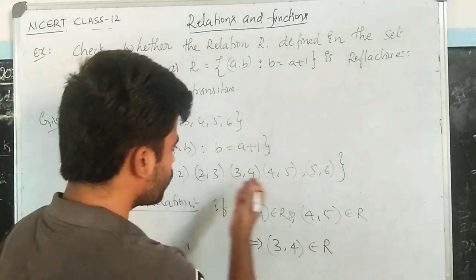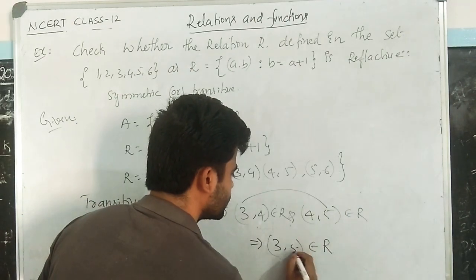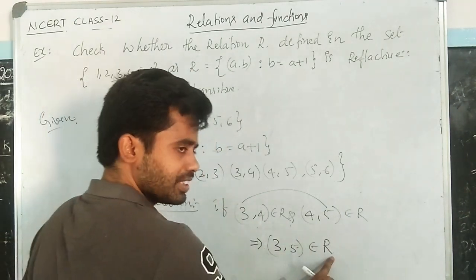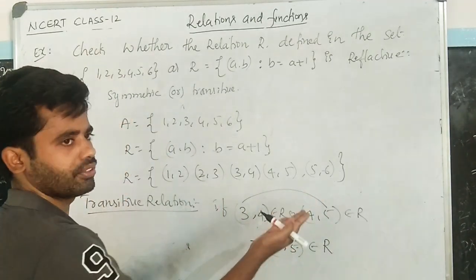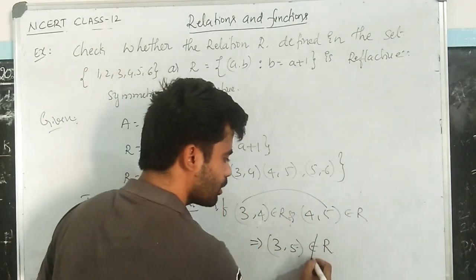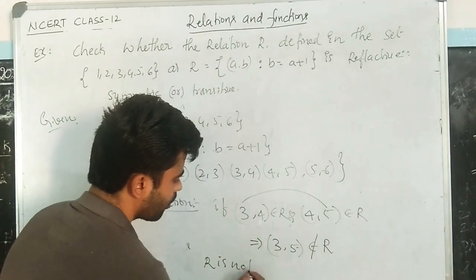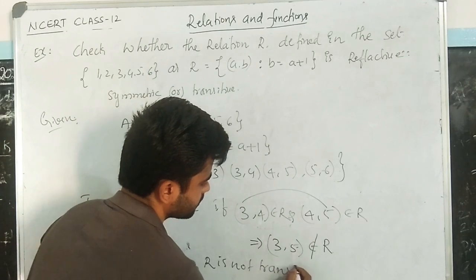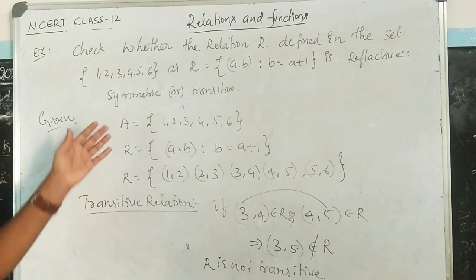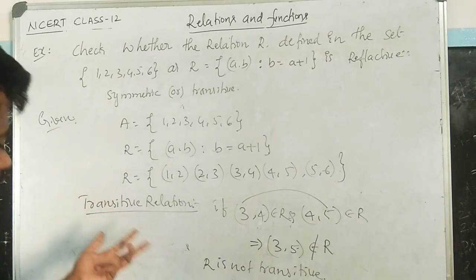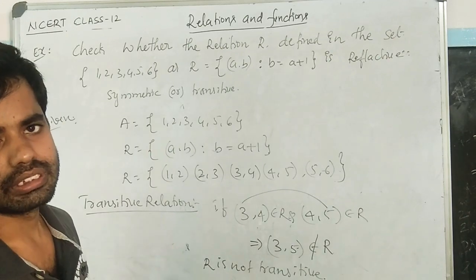But (3, 4) and (4, 5) give (3, 5). If (3, 5) is in R, then only it is transitive. But (3, 5) is not in R. It does not belong to R. Hence R is not a transitive relation. So what is the relation they defined? It is not reflexive, not symmetric, not transitive.